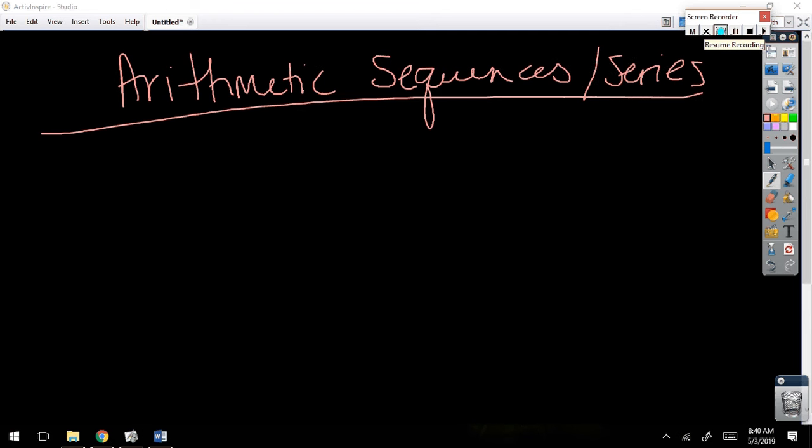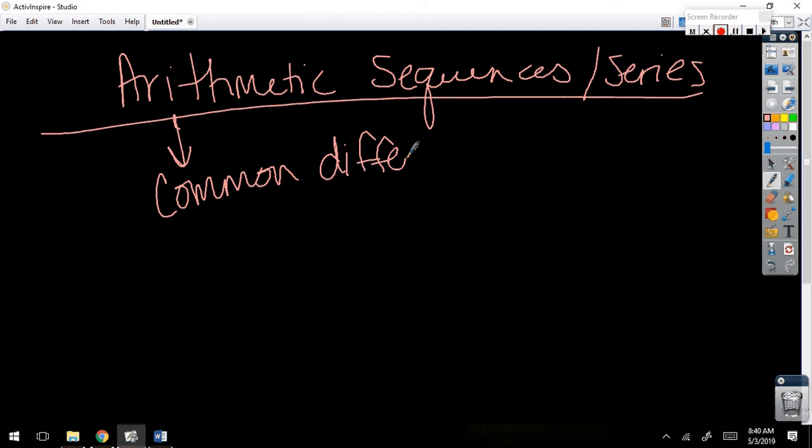So arithmetic, what arithmetic means is that there's a common difference between terms. When I say difference, that means what? Add or subtract, right? Subtraction typically means difference. So there's a constant number that's being added to or subtracted from in arithmetic. Now geometric is going to be different because it's going to be a multiplied value. This is going to be an added or subtracted value.